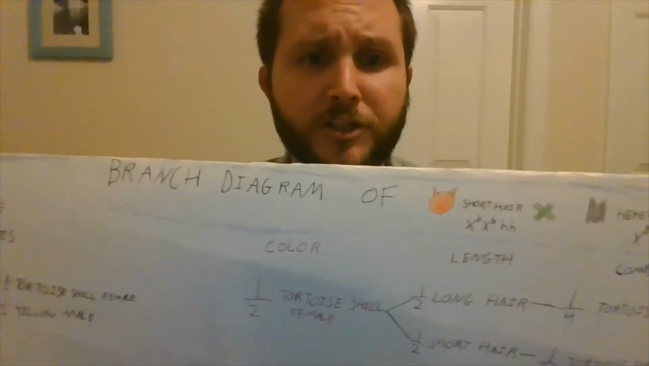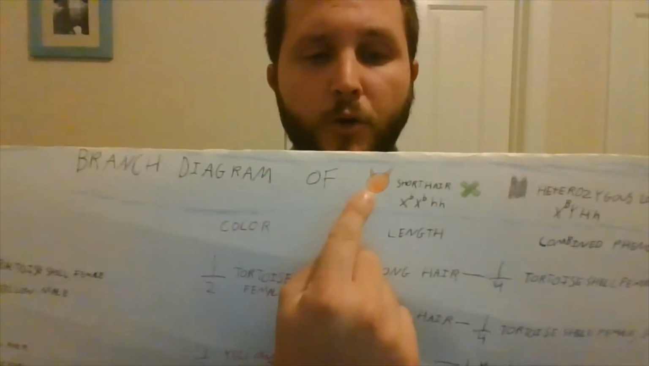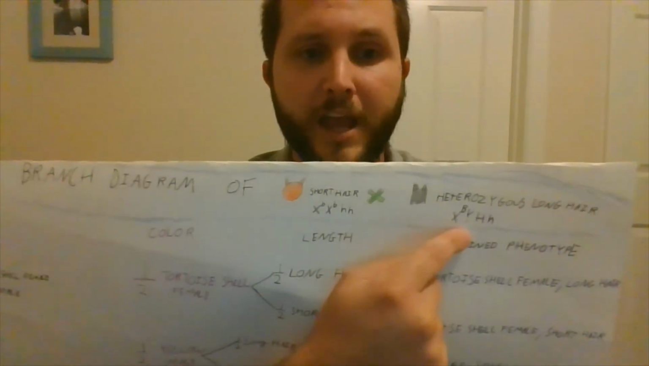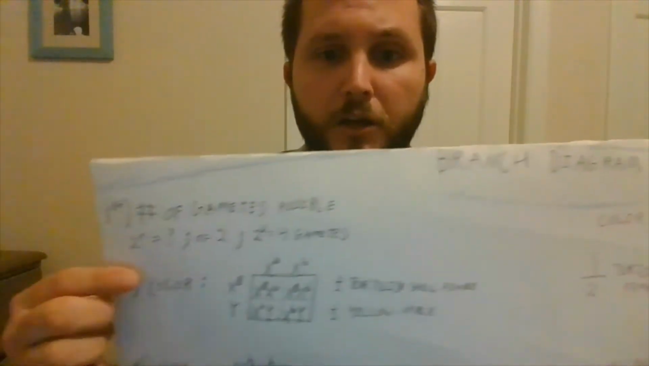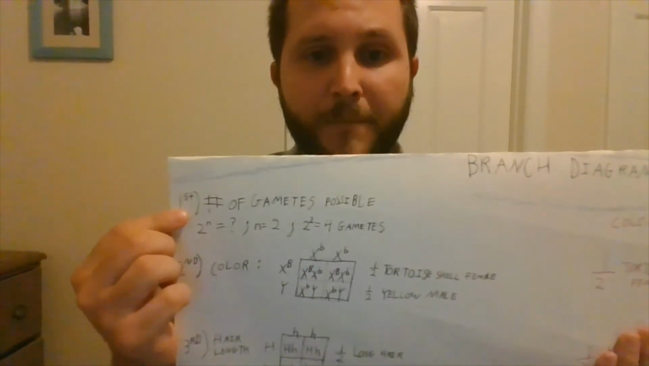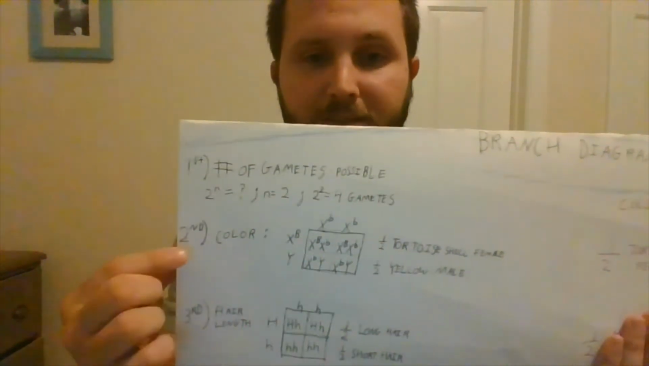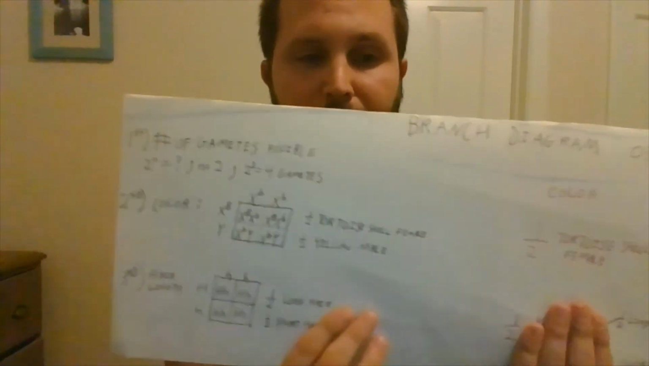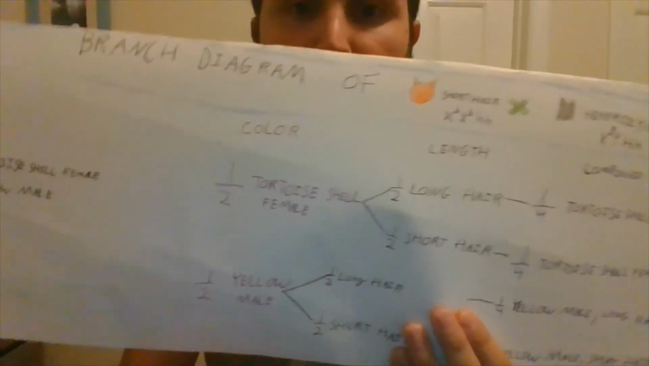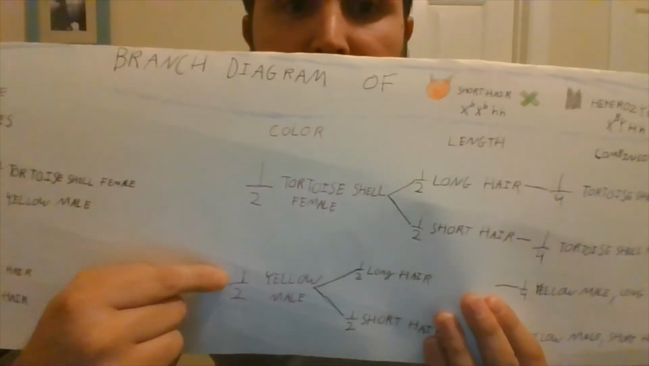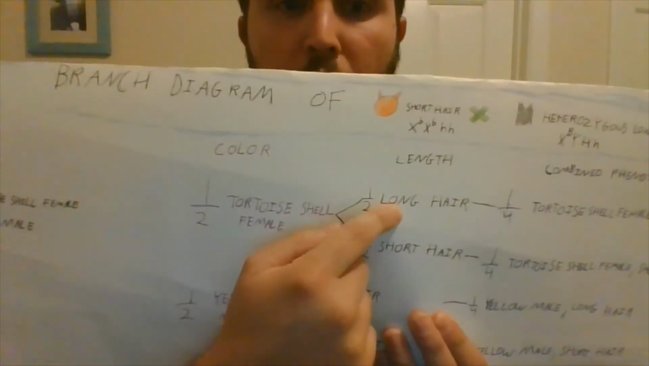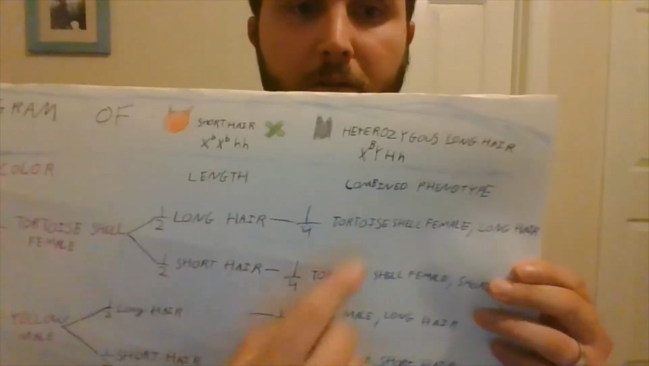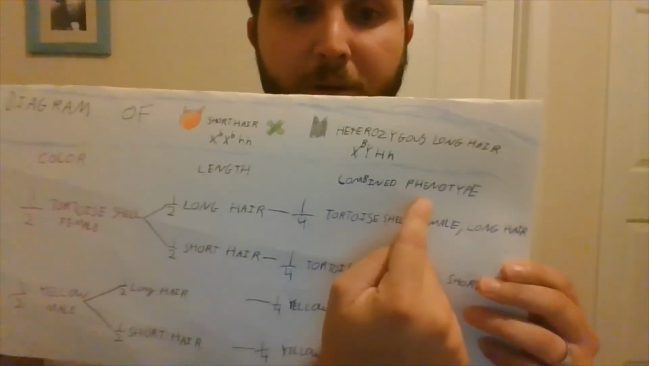Finally, let's build a branch diagram of when we cross an orange female with a recessive short hair trait with a black male with a heterozygous long hair trait. The first thing we need to do is figure out how many gametes are possible, and there are 4. The second and third steps are to build Punnett squares for the traits of color and hair length. Now let's build our branch diagram. We start off with our possibilities of color, and we branch those off with our 2 possibilities for hair length. And finally we get our combined phenotypic possibilities.